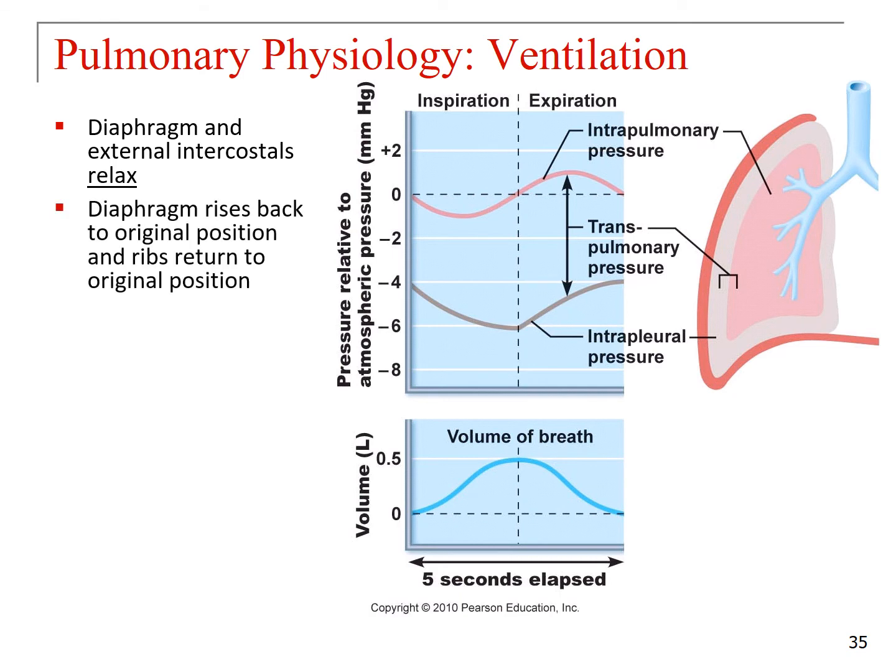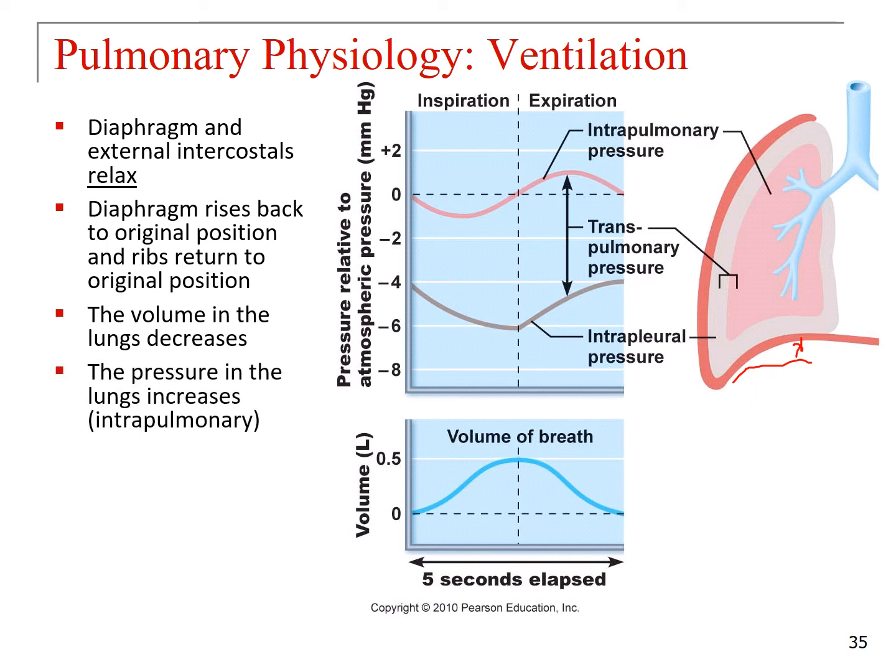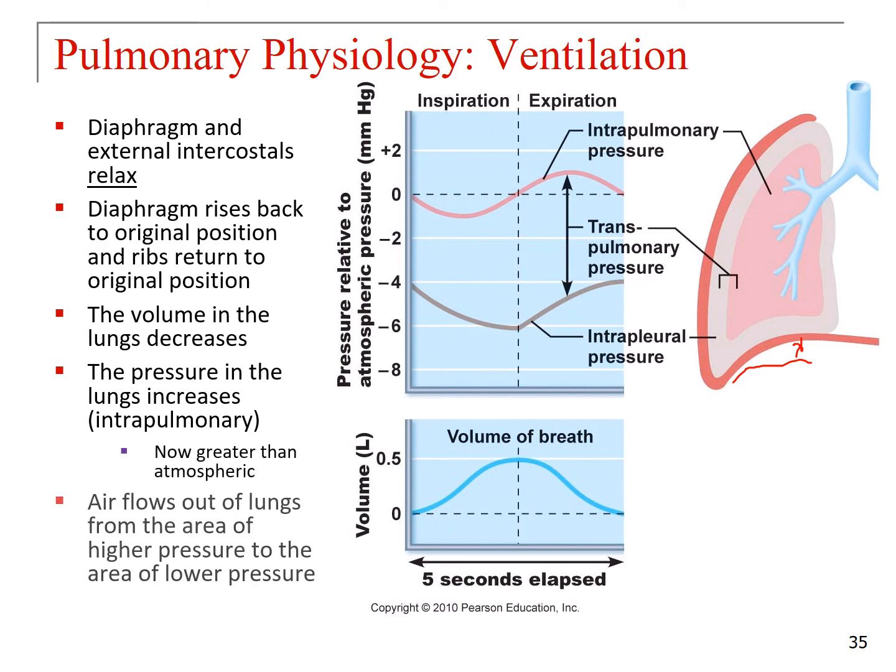Okay, so the diaphragm and external intercostals will relax. The diaphragm will rise back to its original position. So it will rise from having been flattened out. Let me see if I can draw that. It'll rise back up to its original position. The volume of the lungs will therefore decrease because you're making the space smaller. And again, decreased volume, increased pressure. Now it's greater than the atmospheric pressure and air moves out of the lungs.